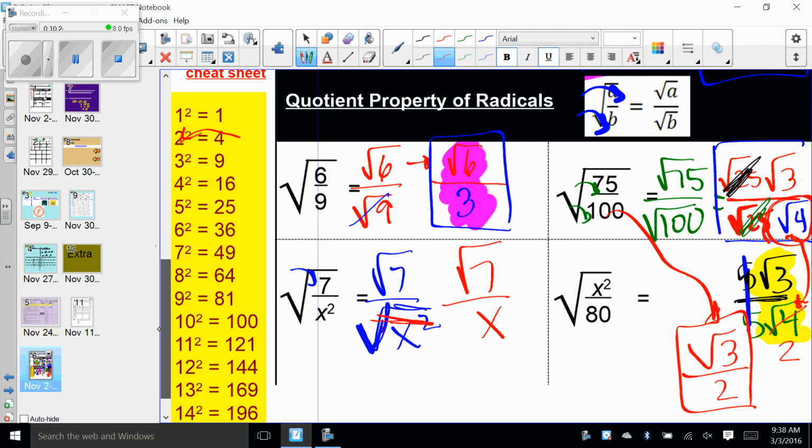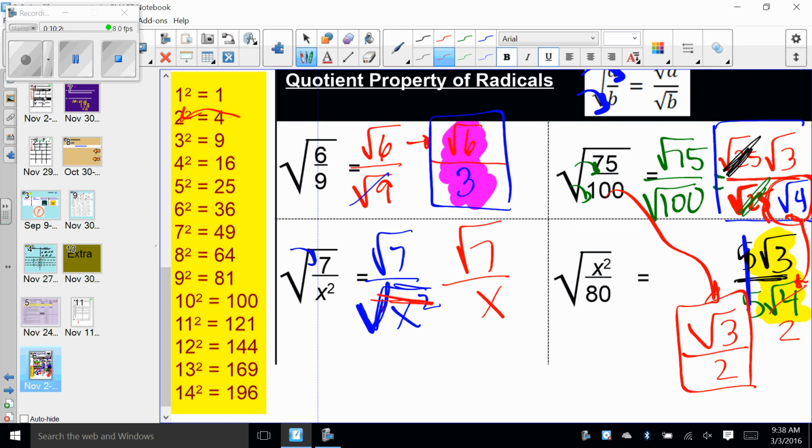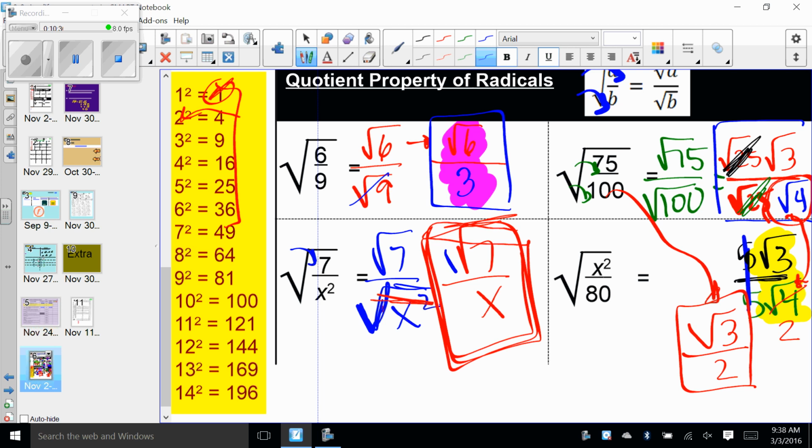The square root of 7 on top, that's just an irrational number. It's actually a prime number as well, so only 1 and 7 go into it. 1's on the list, not helpful, but 7 is not, so we're done. There's our final answer. Square root 7, sorry about my mess here. Square root 7 on top, x on the bottom, final answer.